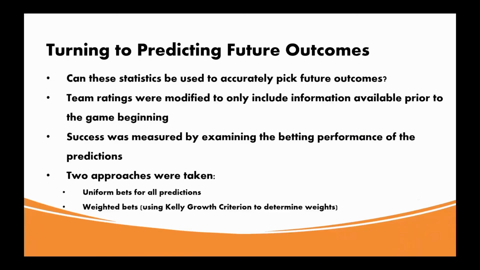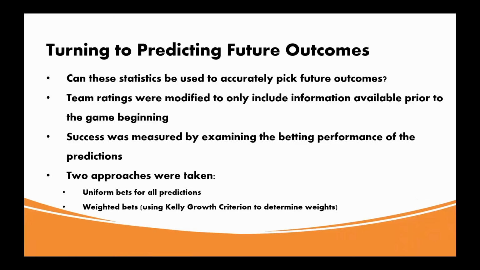I then turned towards analyzing whether I could accurately predict future outcomes. By future outcomes, I mean games from which the advanced stats have incorporated no information from the outcomes of the games. So to do this, team ratings had to be modified to only include information that was available prior to the game beginning. Success was then measured by examining the betting performance of the various predictions.